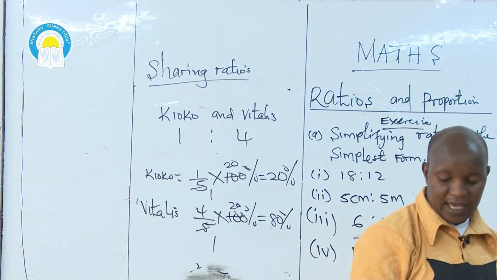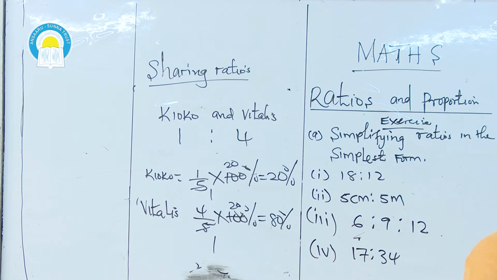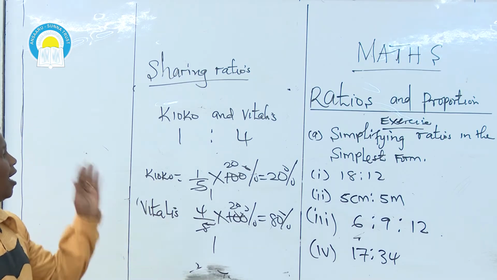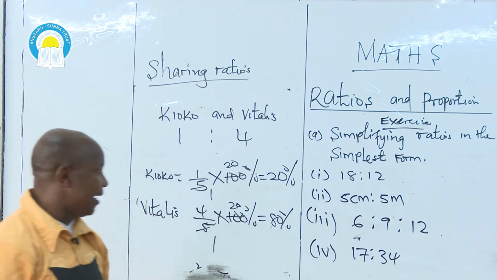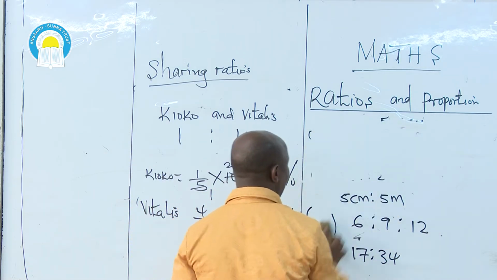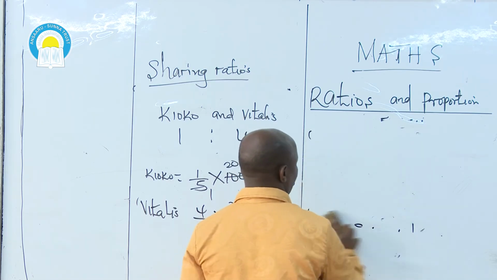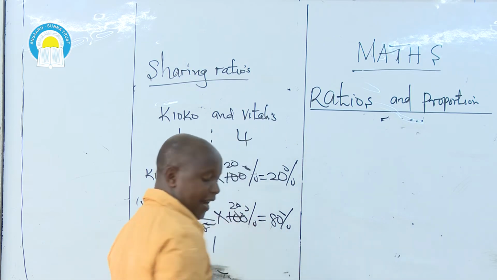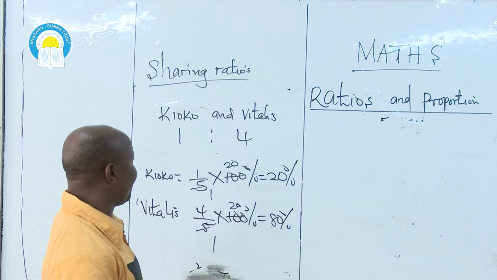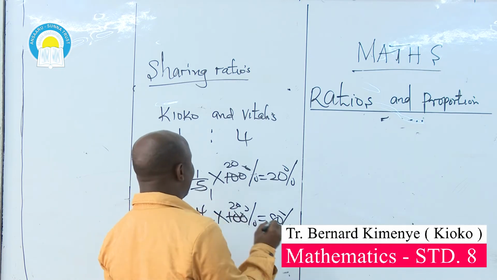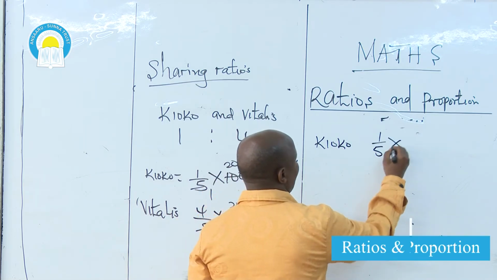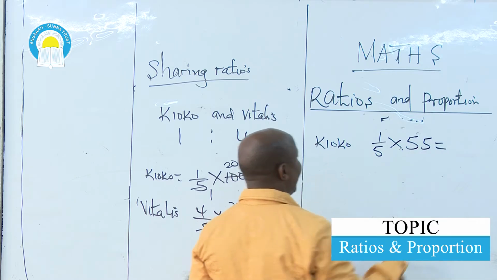Question C. If the amount of money shared was 55 shillings, if now Kioko and Vitalis were sharing only 55 shillings in the ratio 1:4, how much money did each of them get? They are sharing only 55 shillings. So because I said Kioko got a fifth and the total money was 55, that means now to get how much money Kioko got, it will just be now the fraction of Kioko, which is 1 over 5 multiplied by 55. Remember, they are sharing only 55 shillings.